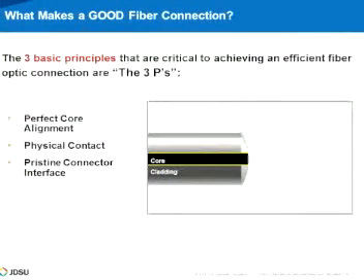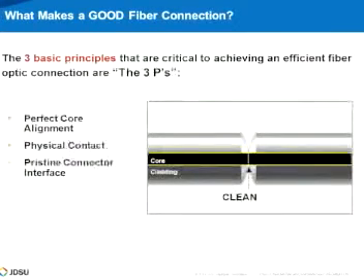So what makes a good fiber connection? We call it the 3 E's, which represent the 3 major things that influence a fiber connection: perfect core alignment, physical contact, and a pristine connector interface. Imagine a garden hose: if you connect 2 garden hoses together and the connection is good, then the water will not leak.